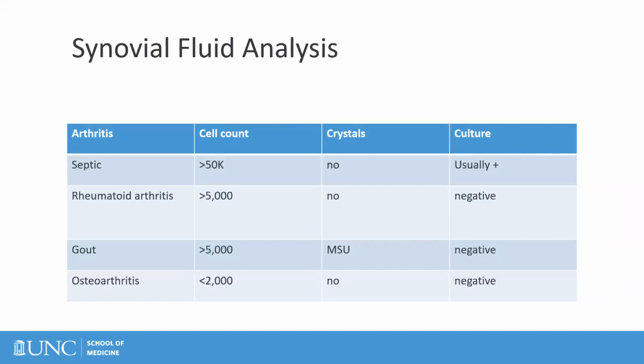Culture should be negative. In gout, again, the cell count should be inflammatory, greater than 5,000 cells, but many times it's way higher than that and can be even in the range of a septic joint. You should be able to see monosodium urate crystals, and the culture should be negative. Patients with osteoarthritis may have an elevated cell count, but it's generally less than 2,000 per cubic millimeter. You should not see crystals, and the culture is negative.